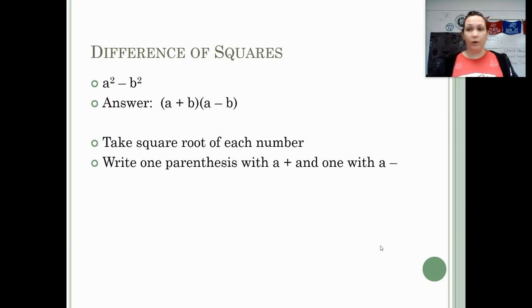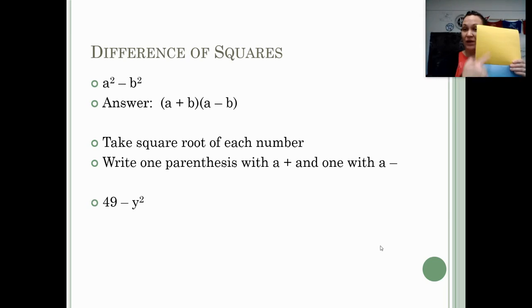That's it. Square root both numbers, one with a plus, one with a minus. And again, this is an example. We had already written down a squared minus b squared earlier today up here. So go ahead and write the answer underneath or to the side or wherever you have space for it.